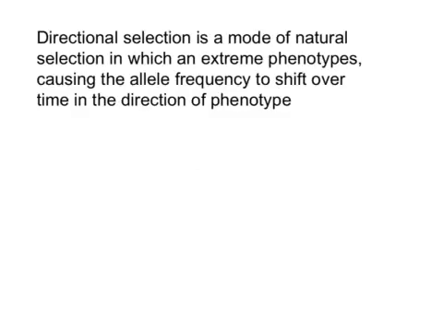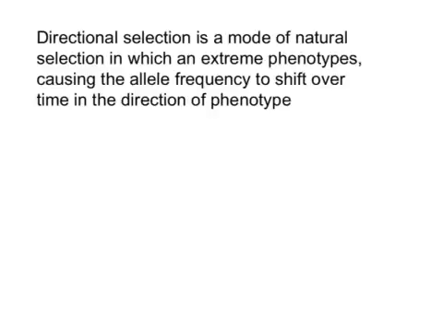Directional selection is a mode of natural selection in which an extreme phenotype causes the allele frequency to shift over time in the direction of that phenotype. There are many examples, such as being too tall or too short, or running fast or running slow.